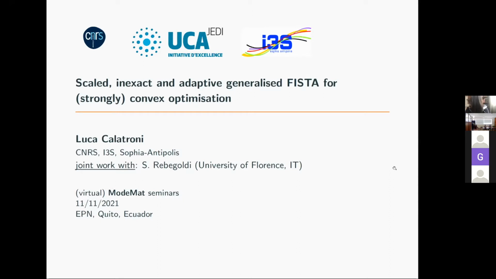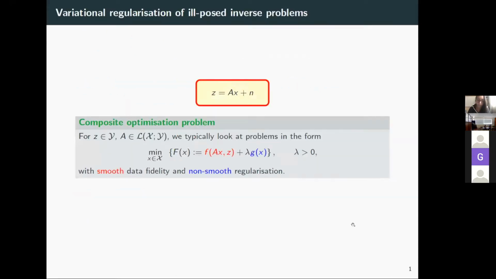So I'll be discussing with you today this generalized FISTA type algorithm that we developed in collaboration with Simone Rebegoldi for dealing with convex and strongly convex optimization problems. I start with a very gentle motivation because I'm not sure how familiar you are with FISTA type algorithms, so I introduce them in my first slides.